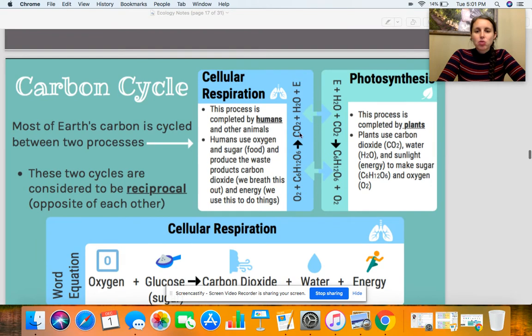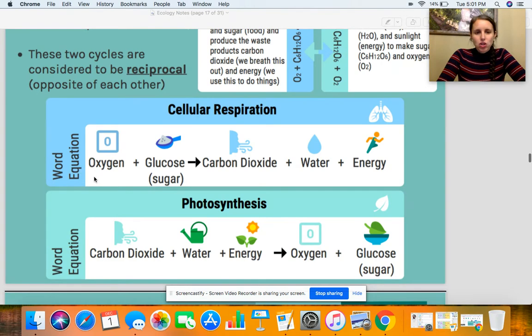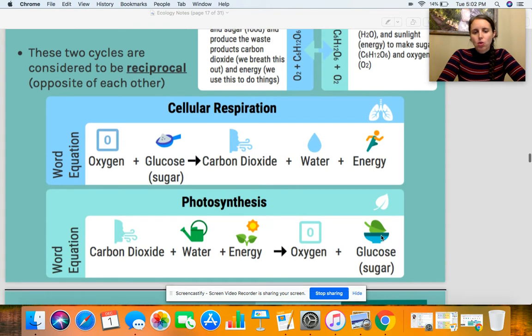So you need to be able to recognize these equations. So I could show you an equation and I could ask you, is it cellular respiration or is it photosynthesis? So we have the word equation over here. These are the chemical equations. So our word equation for cellular respiration, we have oxygen plus glucose, which just means sugar, is going to produce carbon dioxide, water, and energy. The word equation for photosynthesis, carbon dioxide plus water plus energy, remember that energy is coming from the sun, will yield or form oxygen and glucose or sugar.